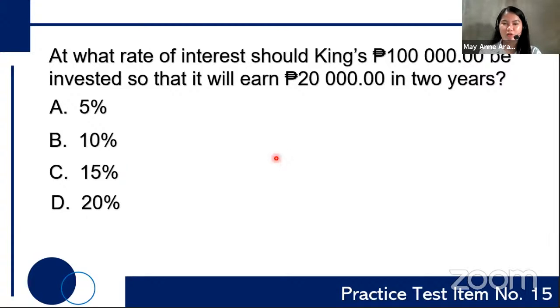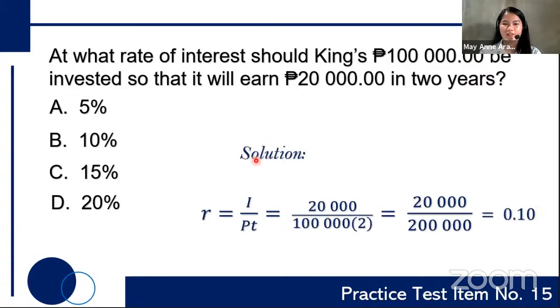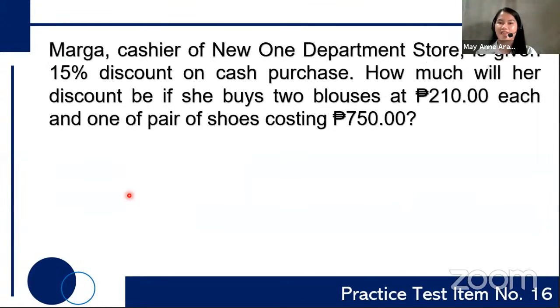We'll just apply the formula, no? Yung derive lang. So, R is equal to the interest, the 20,000, divided by the product of the principal amount, which is 100,000, and the time, which is 2 years. So, 20,000 divided by 200,000 is 0.1 or 0.10 or 10%.